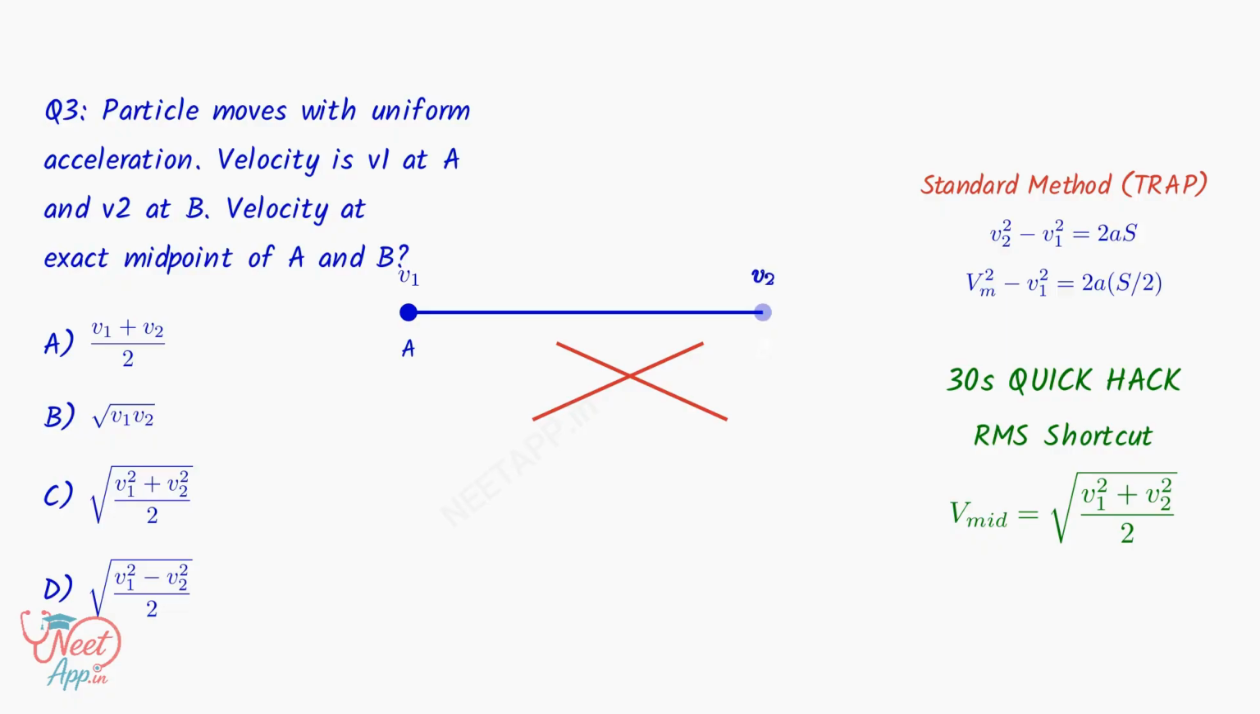Point A has velocity v1, point B has velocity v2. At the exact midpoint, just square the velocities, add them, divide by 2 and take the square root. The answer matches option C perfectly. Memorize this root mean square rule and save 4 minutes on exam day.